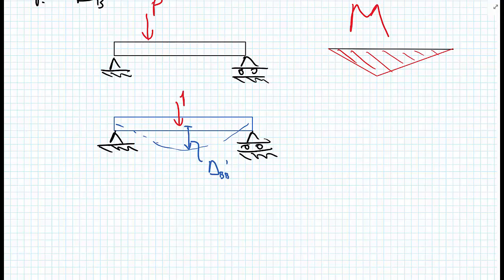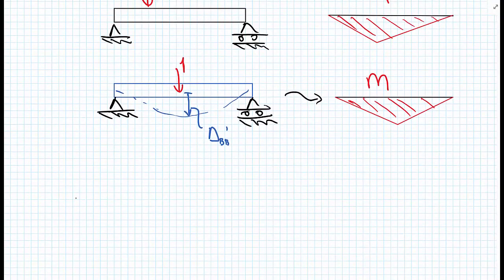But before that, we need to calculate delta B. So as a result of applying this unit load, we'll get a bending moment diagram. And this bending moment diagram now for the unit load will be called little m. So from these two structures, we can then calculate the deflection delta B.